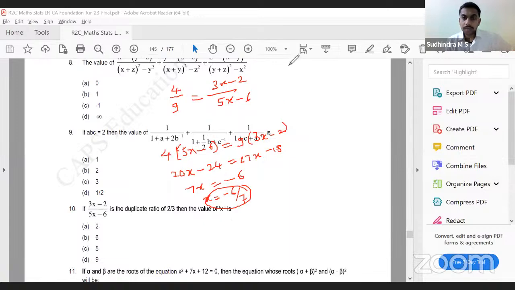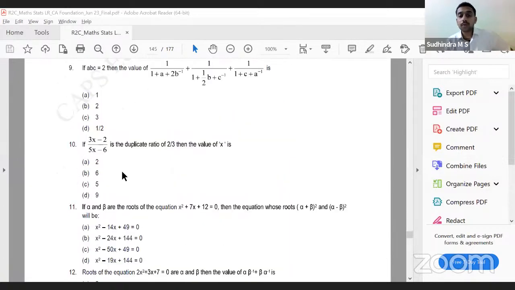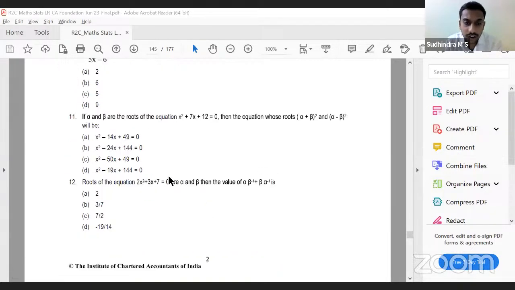Next question. Question number 11. If alpha and beta are the roots of the equation x square plus 7x plus 12 equals 0, find the equation whose roots are alpha plus beta square and alpha minus beta square. Same question which we have solved already. Option C. Yes, we already solved this.